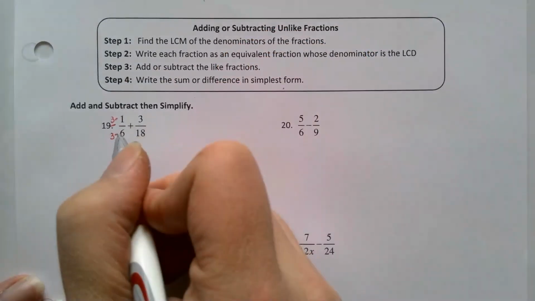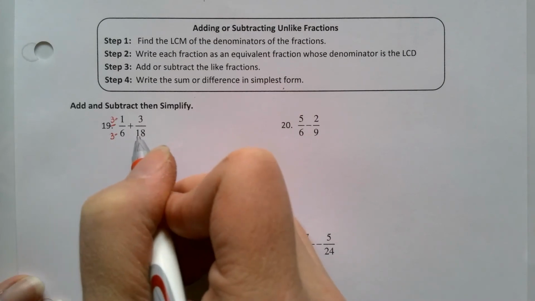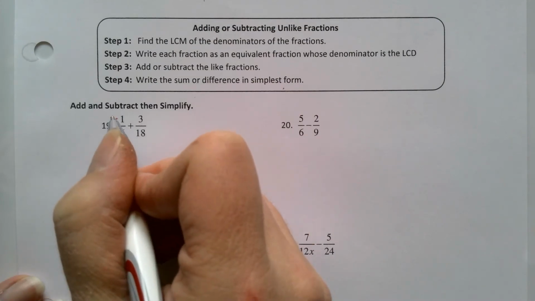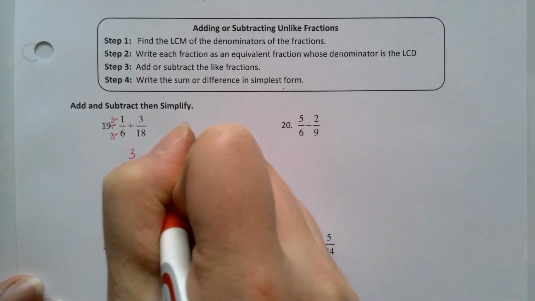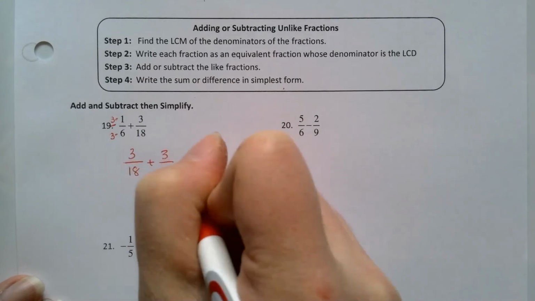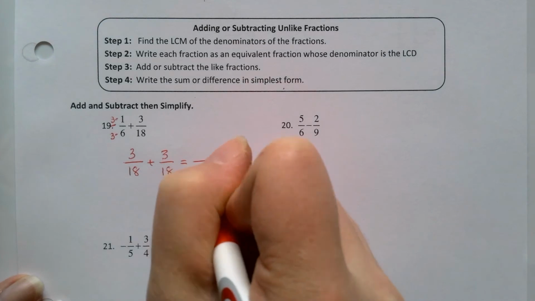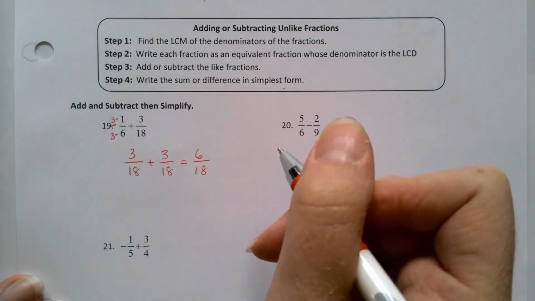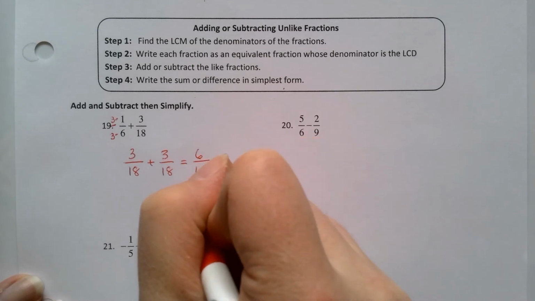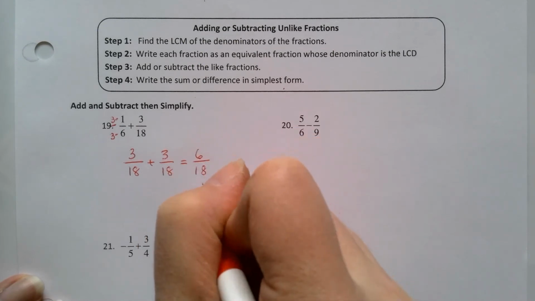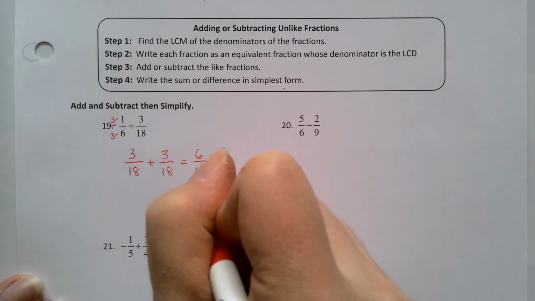So multiplying the bottom by 3 gives me the 18, but I have to balance it by multiplying the top. So I really have 3 over 18 plus 3 over 18. And I keep my common denominator, and I add my numerator. So I get 6 over 18, and I do want to reduce that. So my final answer, they both divide by 6, is 1 over 3.